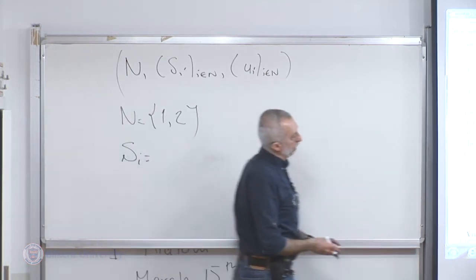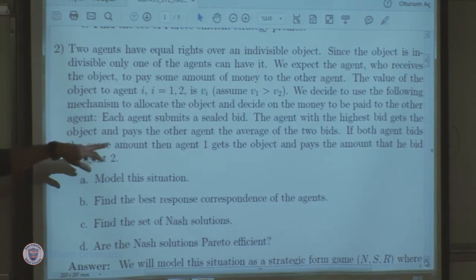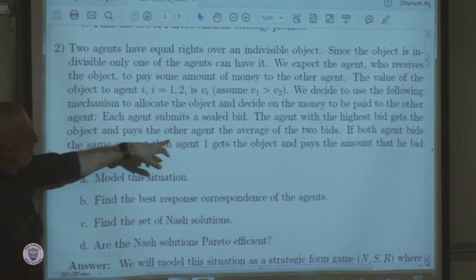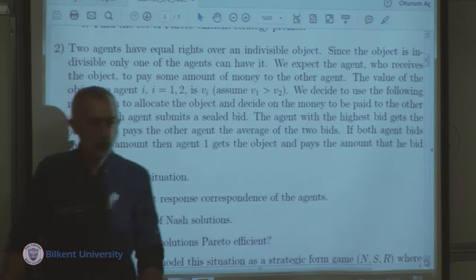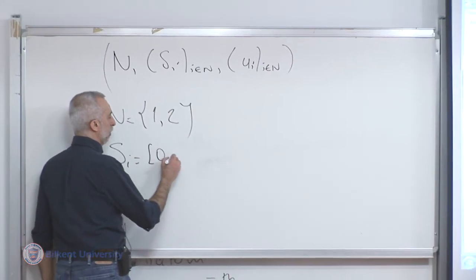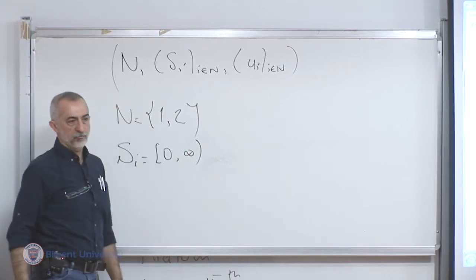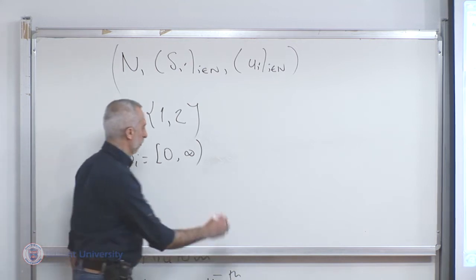Well, what do they bid? Decide on how much money. Each agent submits the highest bid. So they bid a number. They write a number on a piece of paper. So we can say that it's any number from 0 to infinity.